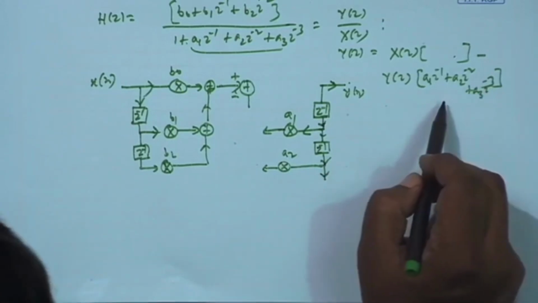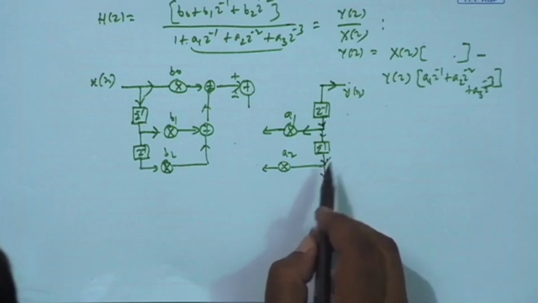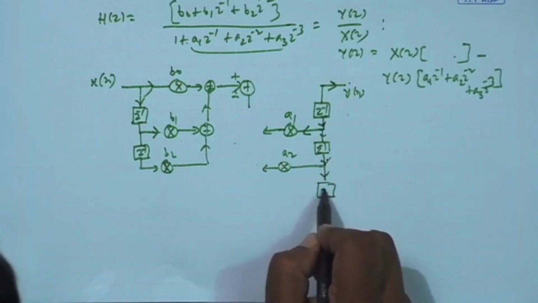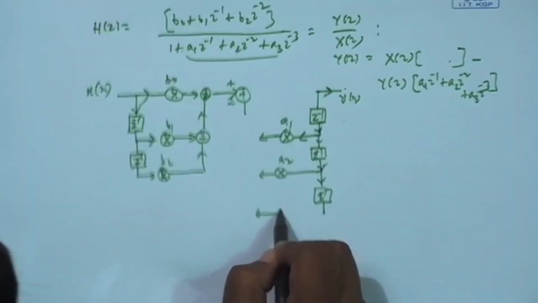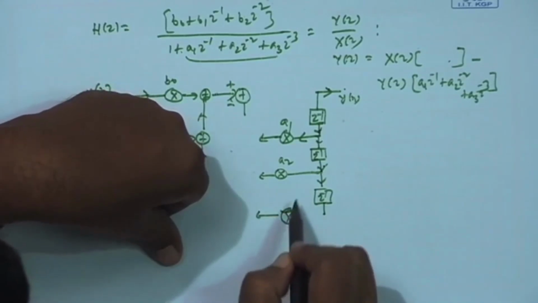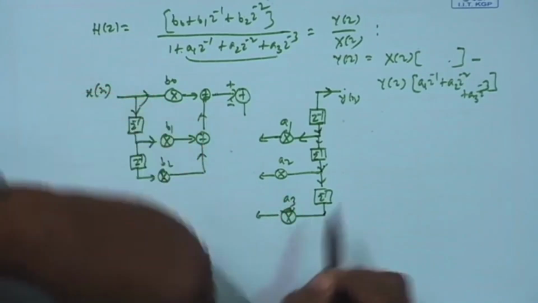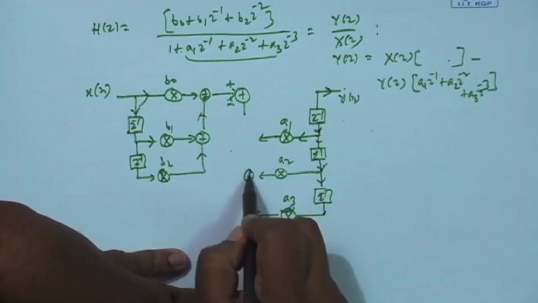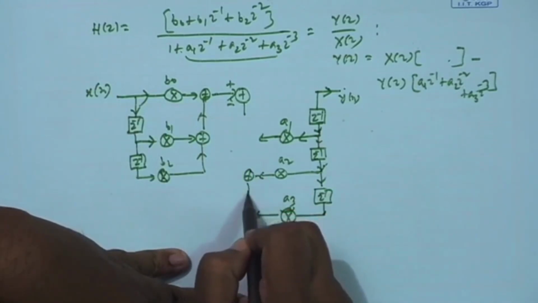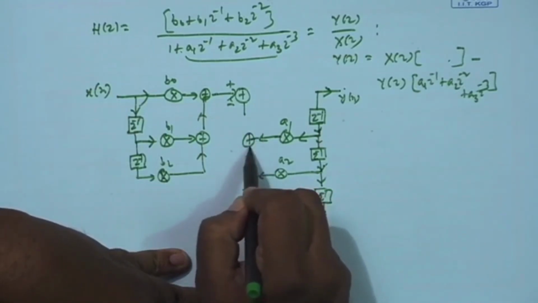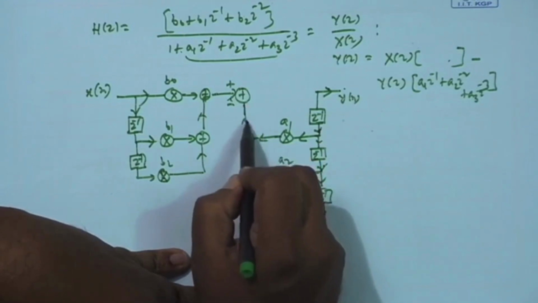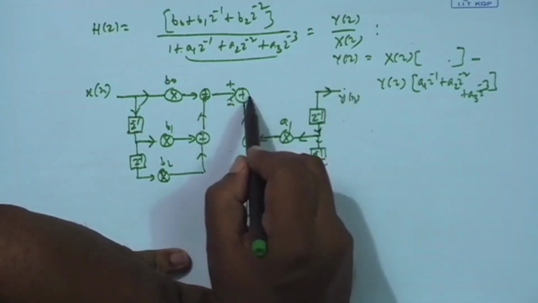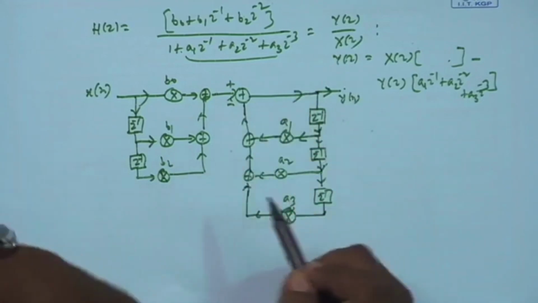And then A3 Z inverse 3 means y[n-3]. So, already y[n-2] is here. So, you have one more delay, multiplied by A3, and they have to be added. So, add with this and then subtract. After you do that, you get Y(z). So, this becomes your y[n].